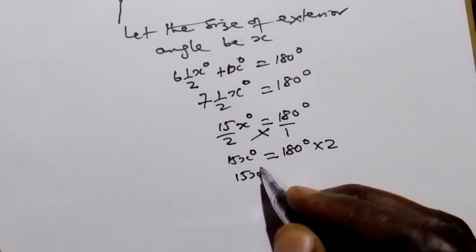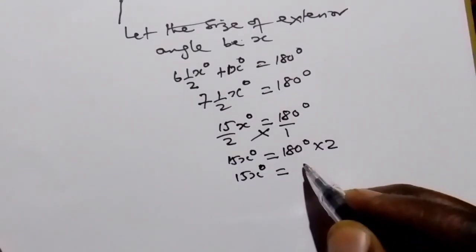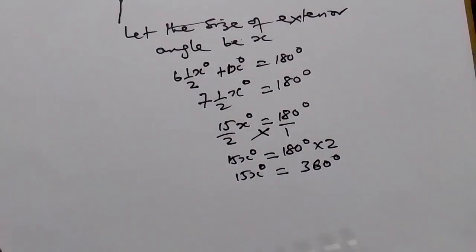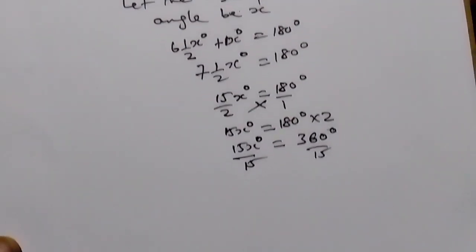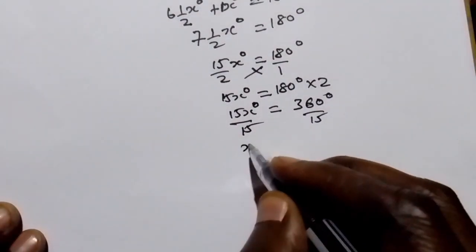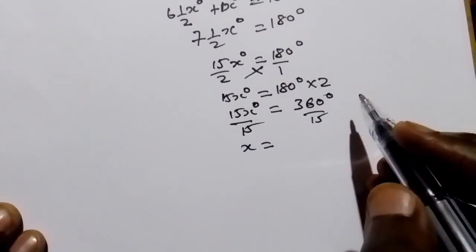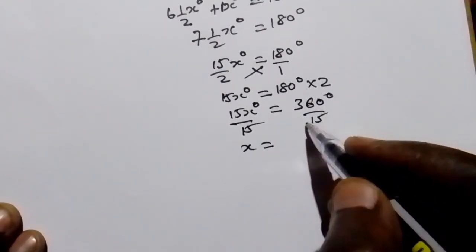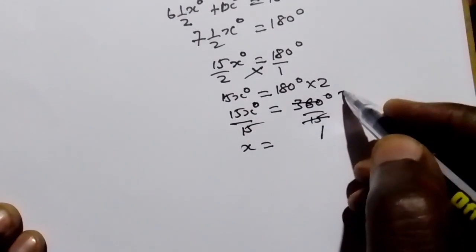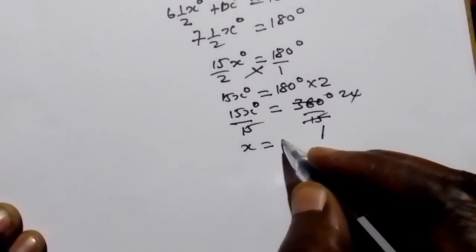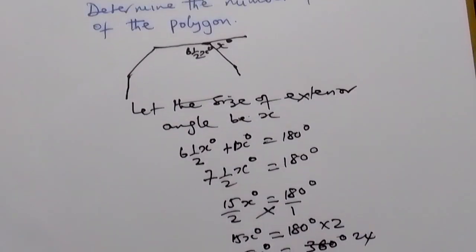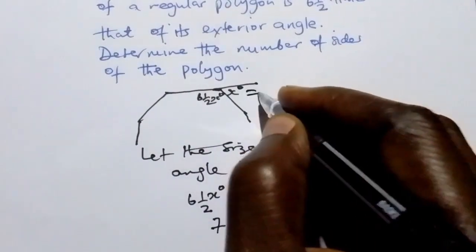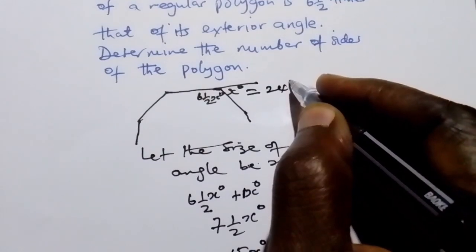15x degrees is equal to 360 degrees. We can divide by 15. x is equal to 360 divided by 15, which is 24. So x is equal to 24 degrees. So it means that our x here is equal to 24 degrees.